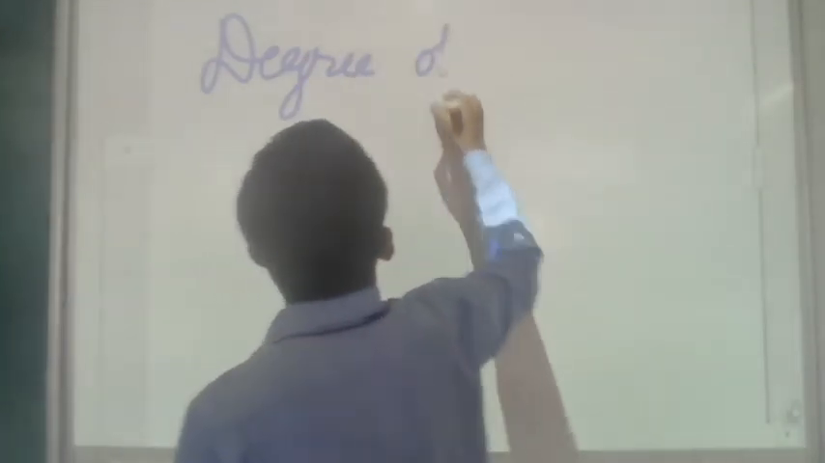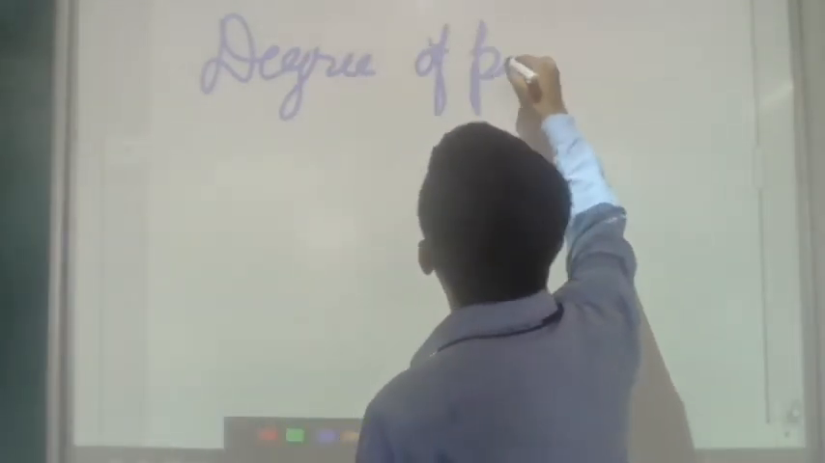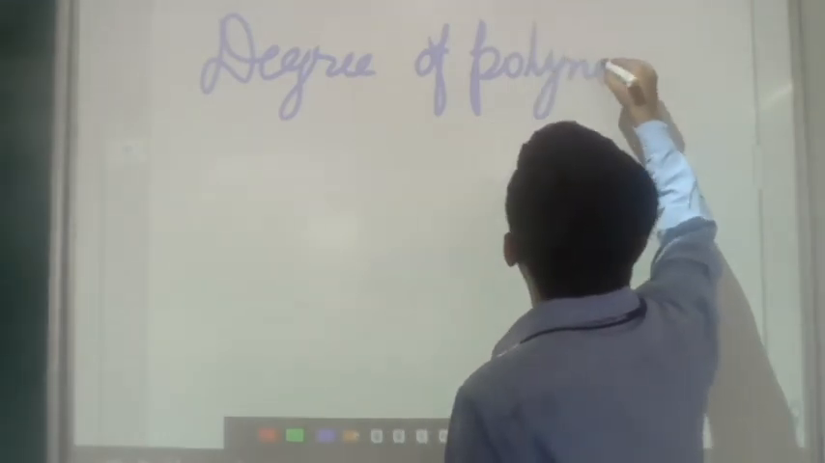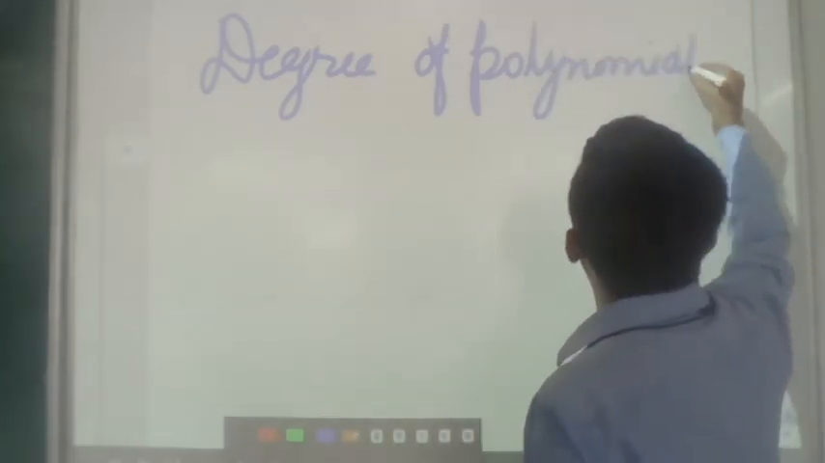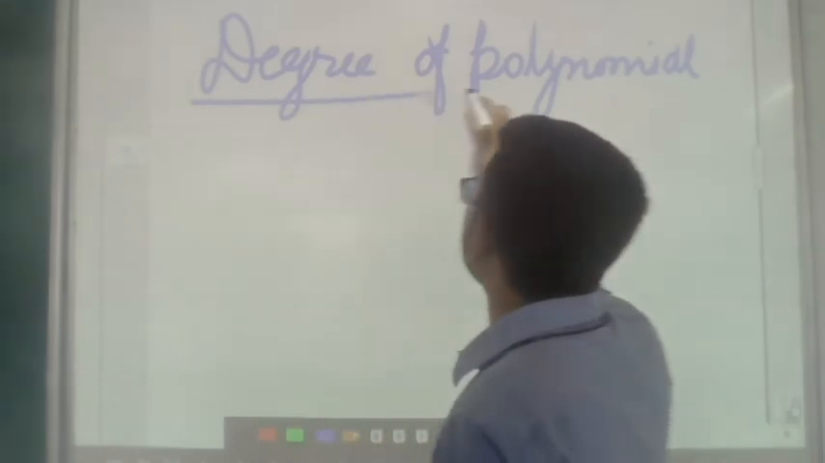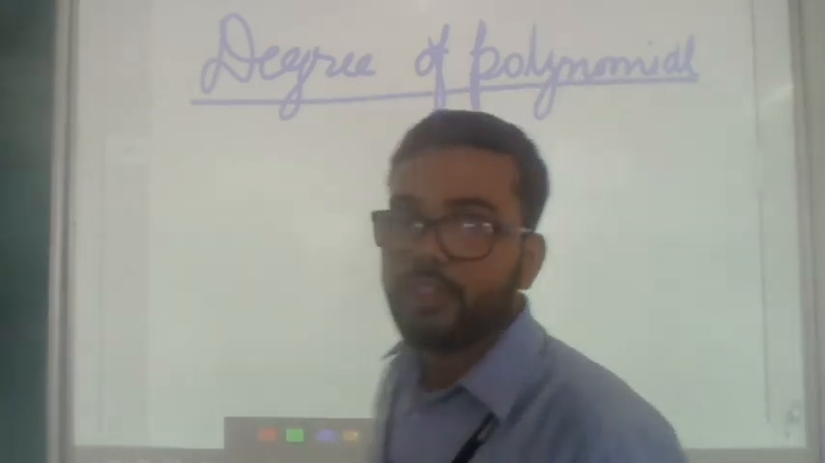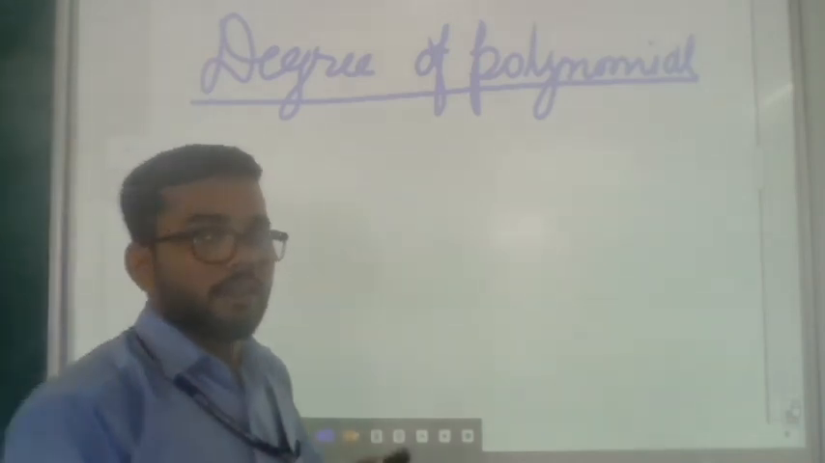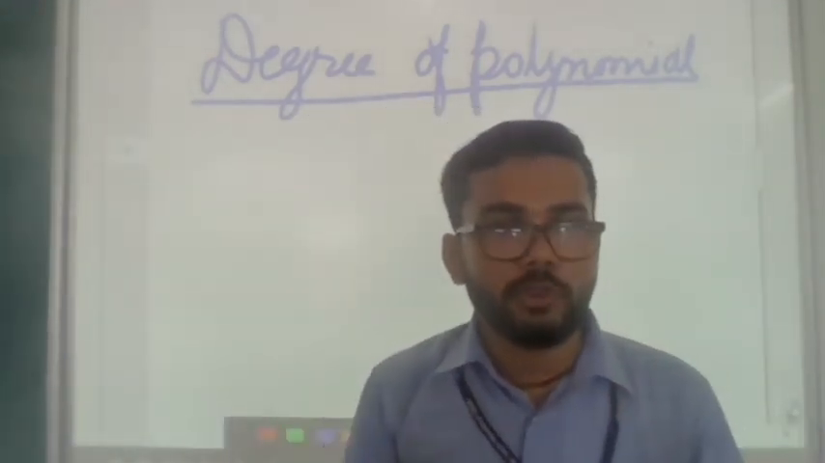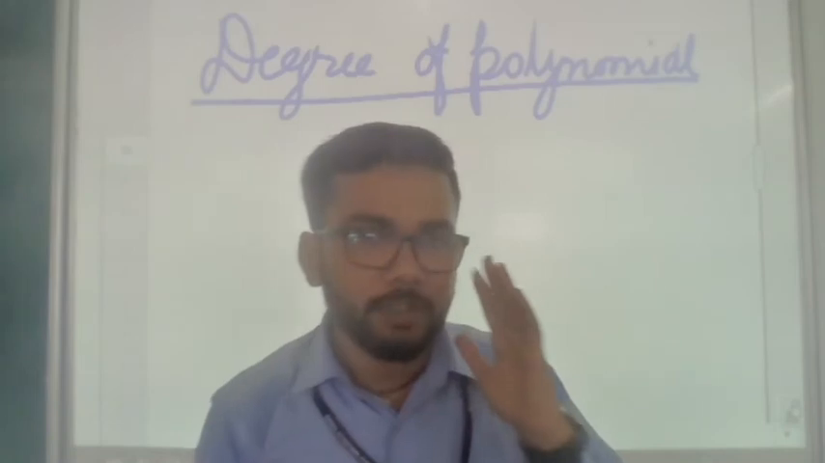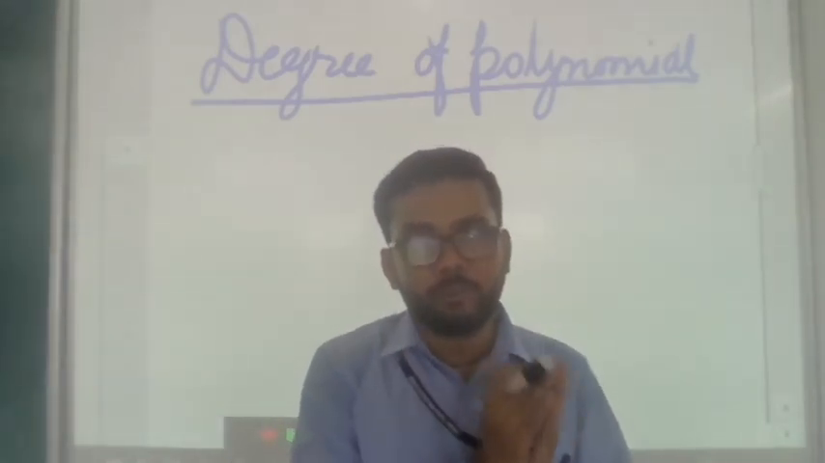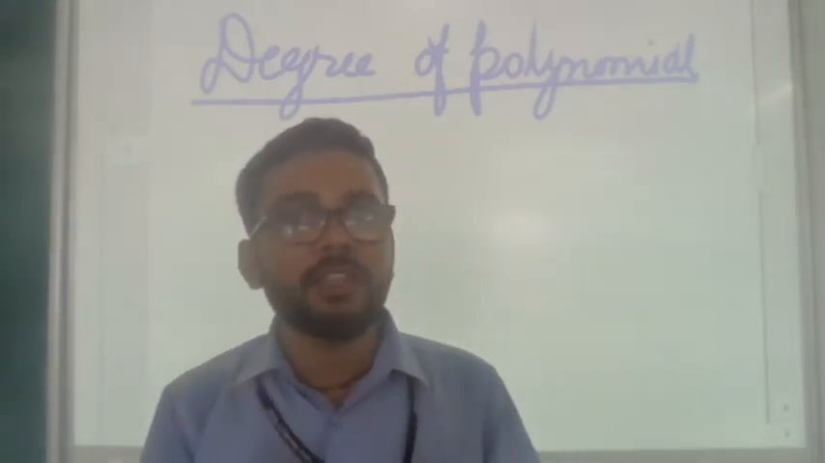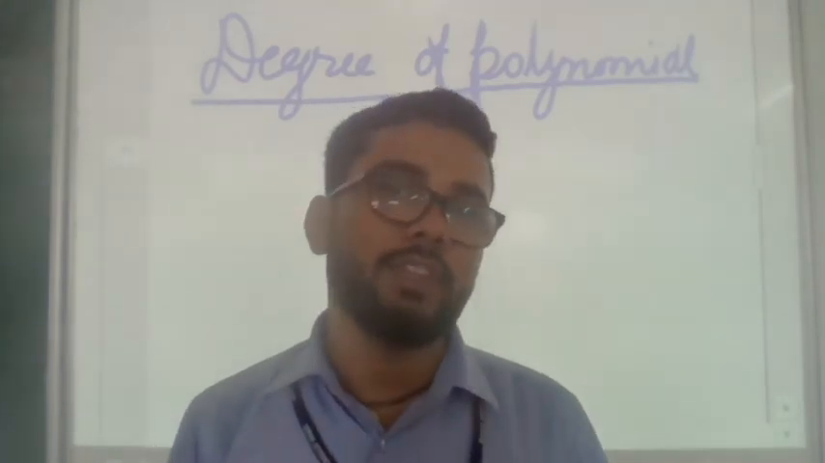Degree of polynomial. What is degree of polynomial? So degree of polynomial means, right now you all know what a polynomial is. A polynomial is an algebraic expression which consists of coefficients and variables with non-negative integral powers.